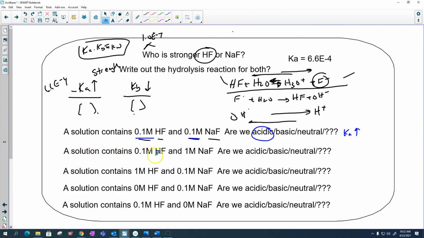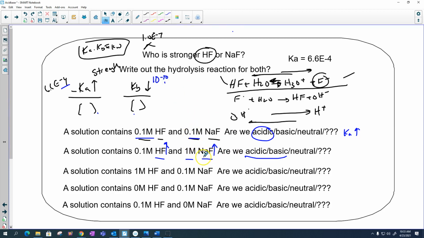Solution is 0.1 molar HF and 1 molar NaF. Are we acidic, basic, or neutral? Now again, the strength of this guy is higher, but the concentration for this guy is higher. So in this case, without doing a calculation, we might be either. Because we're sort of conflicting, I would say that this thing is likely 10 to the negative fourth. If you solve it out, this would be 10 to the negative, like, I don't know, 10th. So it's considerably weaker.